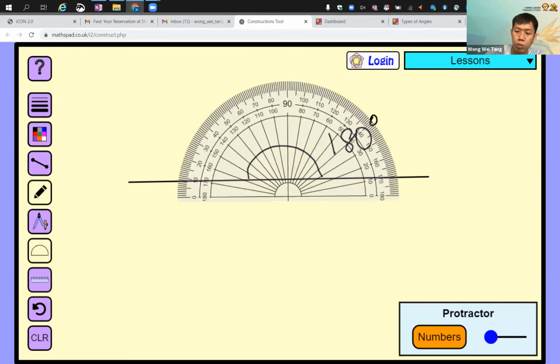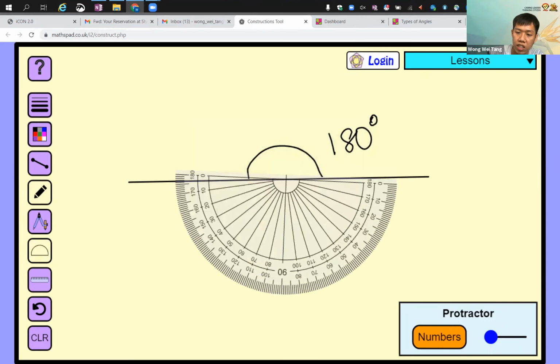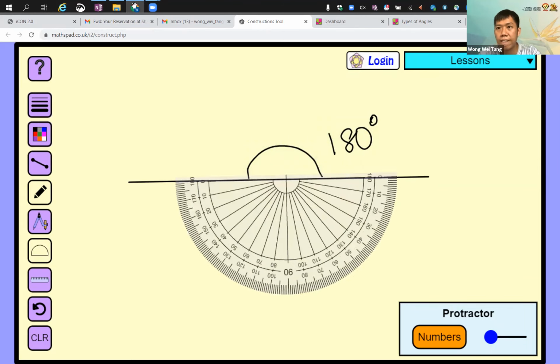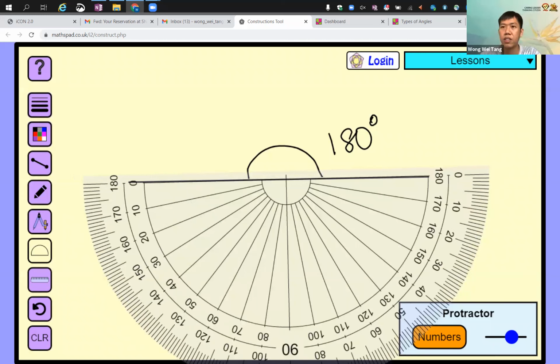I'm going to put the protractor on the line. Is this how we measure the angle at the bottom? Yes. Okay, so what is the reading? Whether you look from the outer scale or inner scale, what do you see? As long as you start from 0, from one side, you go to the other side, what do you see? What number do you see?